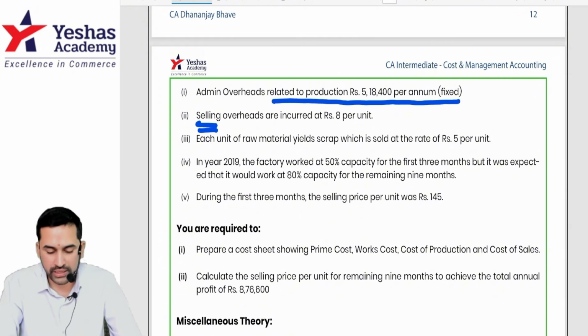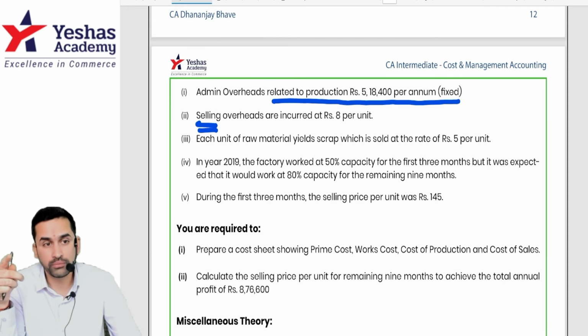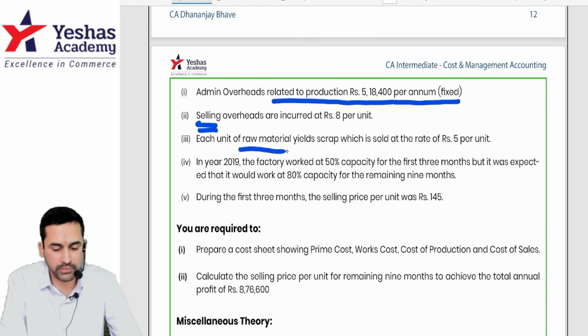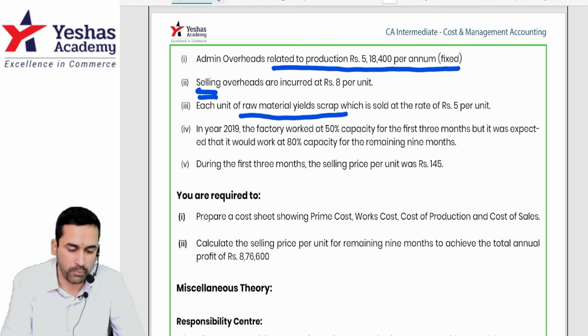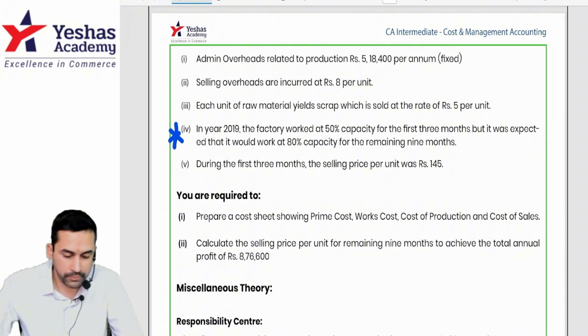Each unit of raw material is yielding a scrap which can be sold at 5 rupee. This is RM scrap. Whatever is the amount, tell me what is the treatment. You will deduct from direct material cost. Clearly mentioned RM scrap. Done. Next. Most important sentence. Mark this adjustment.